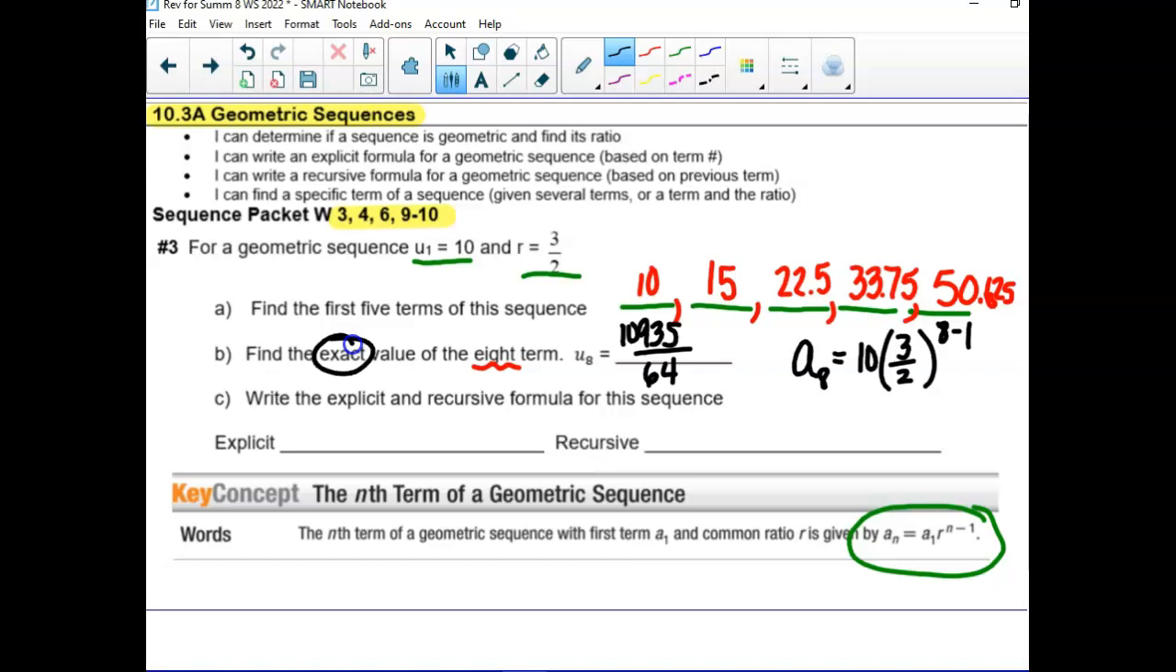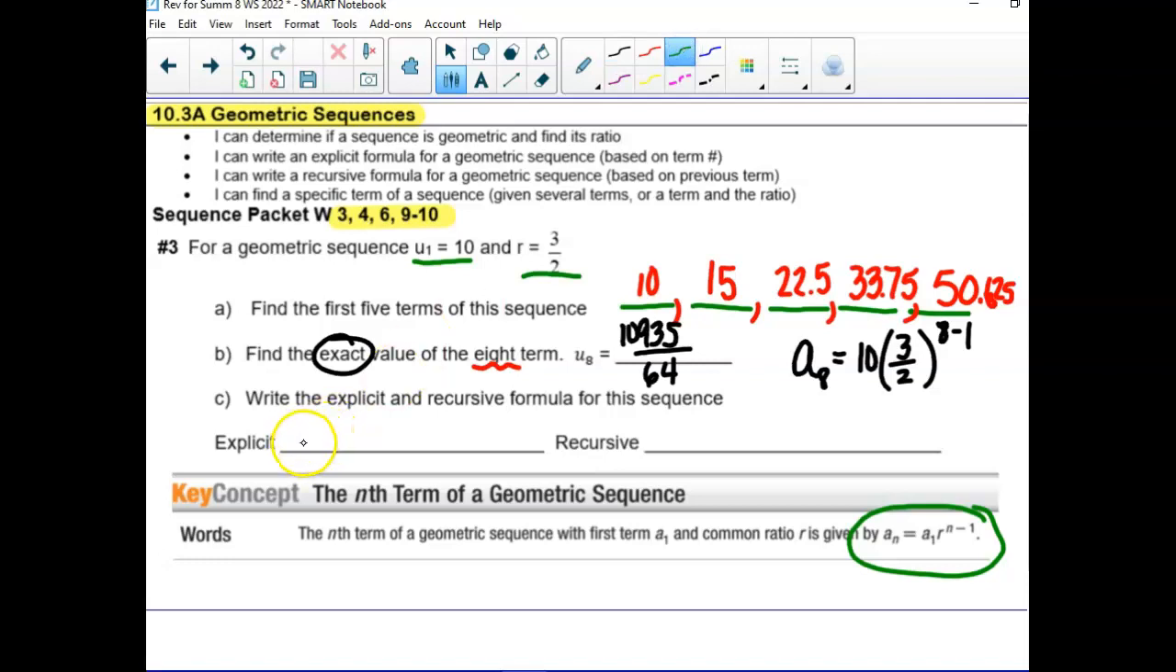So when it says exact, change it to a fraction if you can. I think I made sure they could all be done as a fraction on the calculator. Otherwise, list all the decimal places out, and I would be leery if you get one that doesn't change to a fraction. It's possible you did something wrong, but I'm not guaranteeing anything.